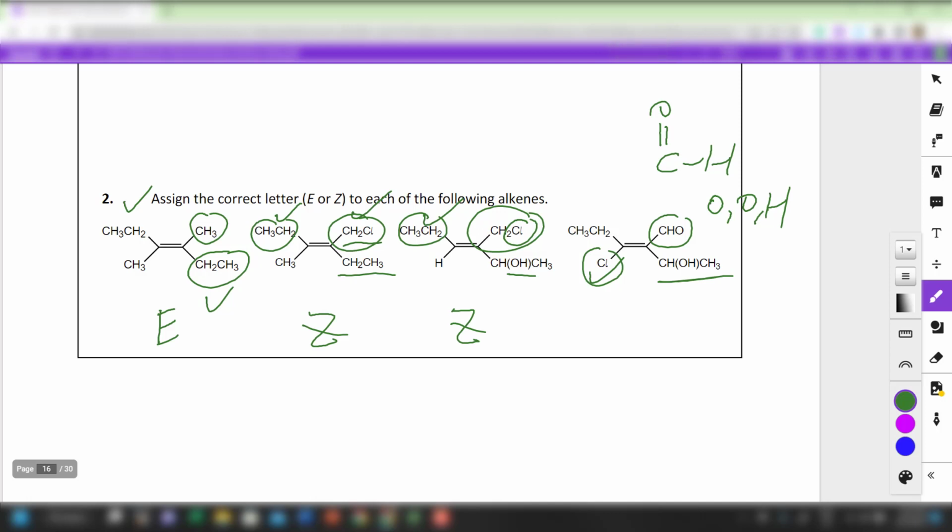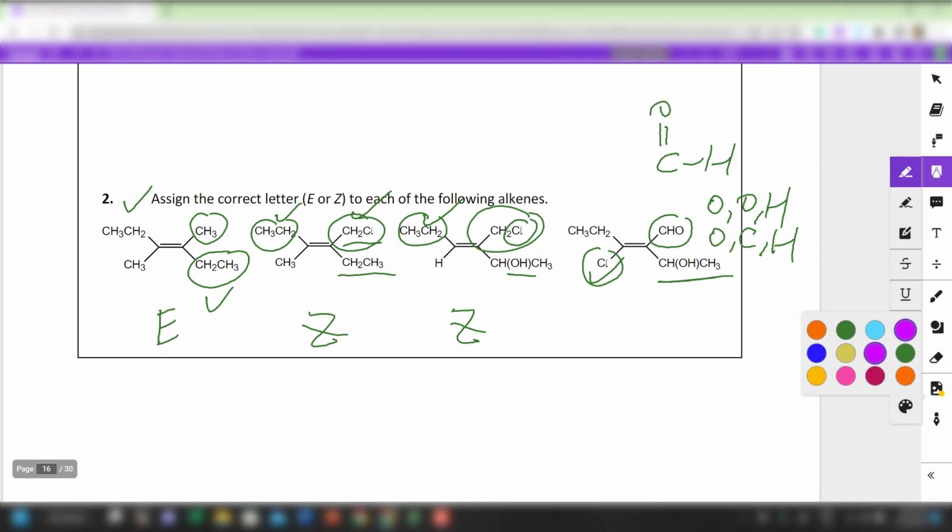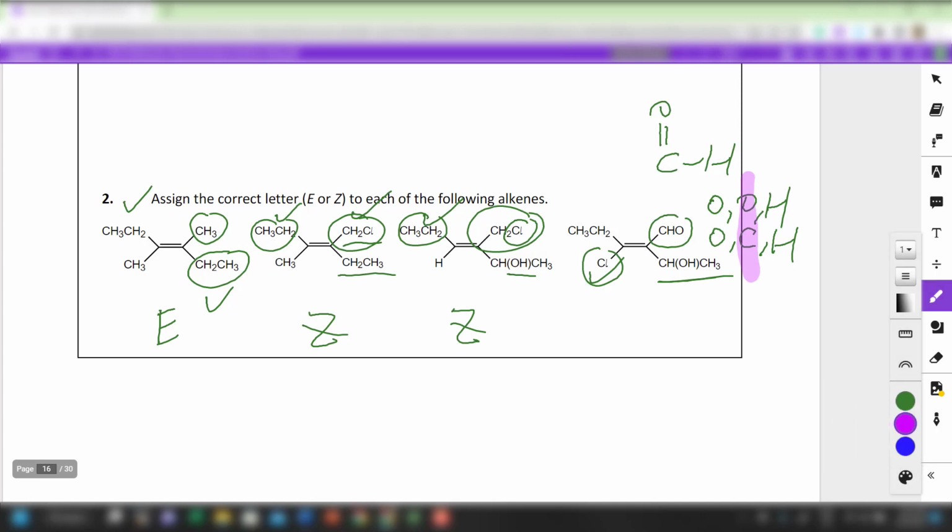So we'll write it as O, C, and H. In this case, the differentiating atom is the second one. Oxygen has a greater priority as compared to carbon, and they're on opposite sides, so we'll designate this as E. This is how we do the designation.